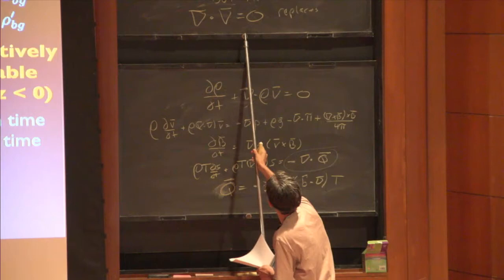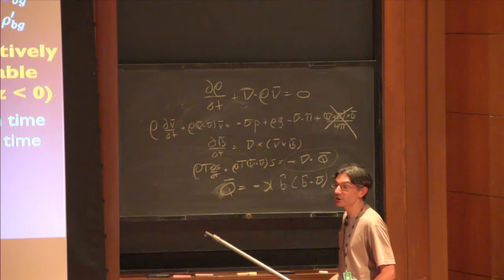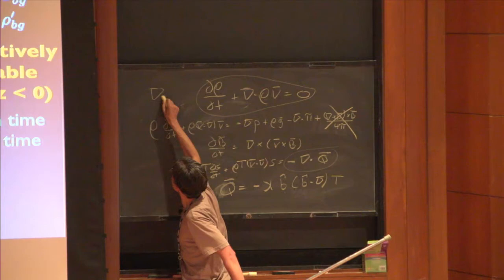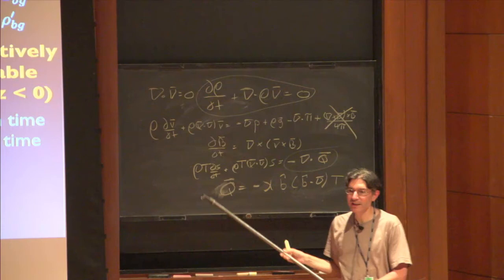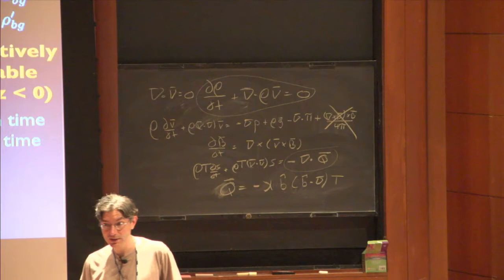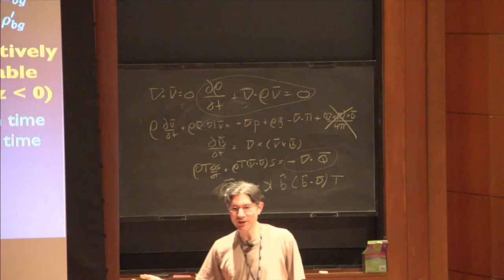Okay, so we've dropped this. So we assume that divergence of V equals zero replaces this equation. So what does that mean? At first glance, that's weird, because strictly speaking, divergence of V equals zero is only true for an incompressible fluid. But we're interested in buoyancy, which is differences in density. So why are we taking this kind of incompressible limit?